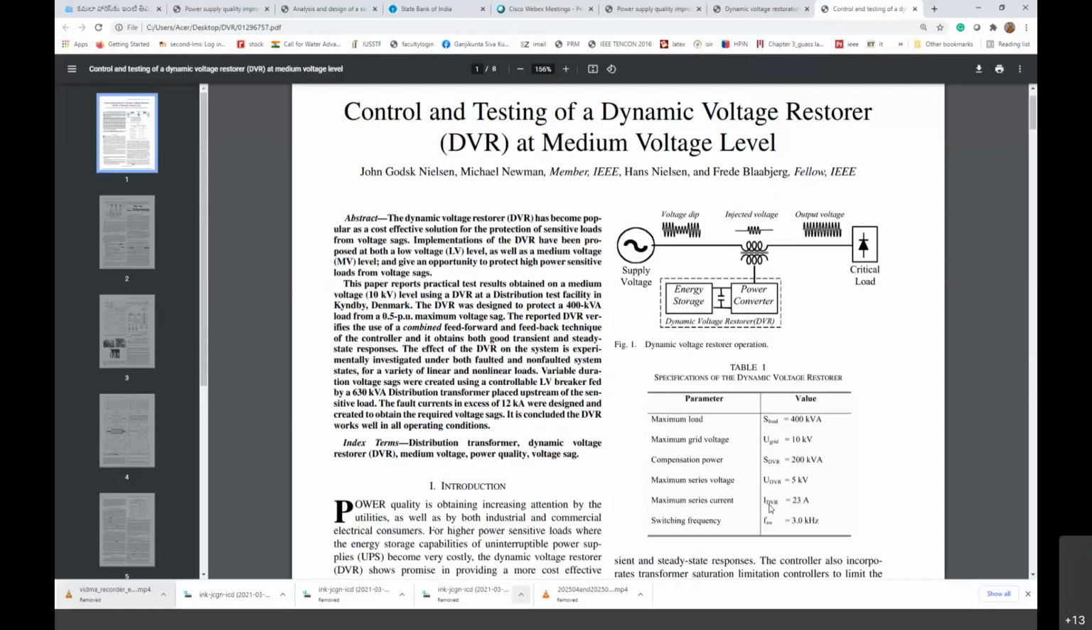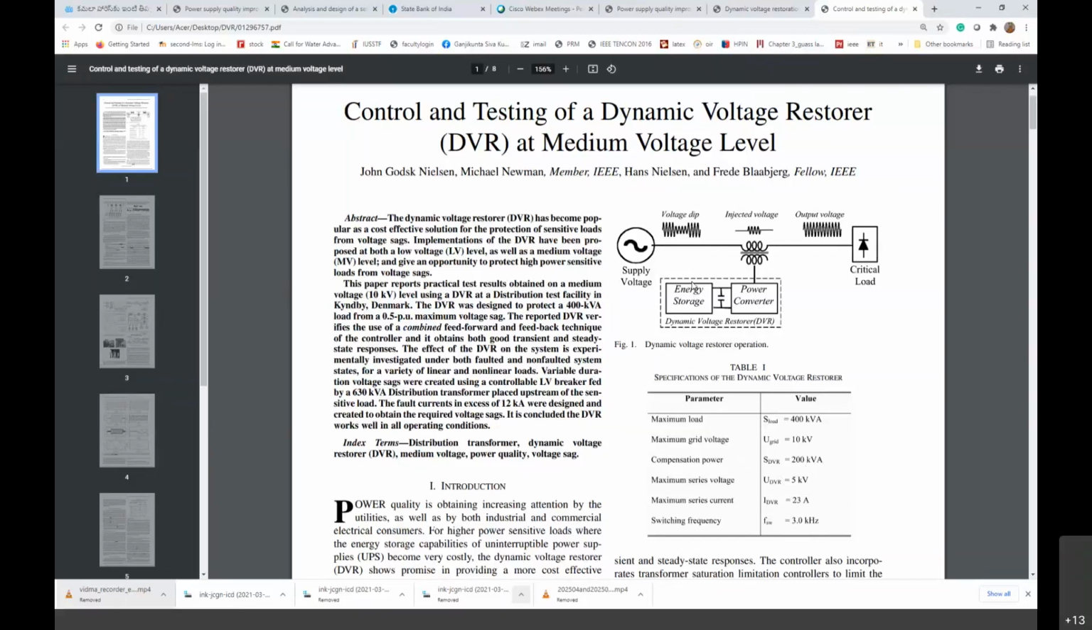Obviously the series current is with respect to 10 kV and 400 kVA. If you calculate the current, you get around 23 amperes. The switching frequency of this particular power converter is generally around 3 kilohertz. This just gives an idea of what the dynamic voltage restorer is.